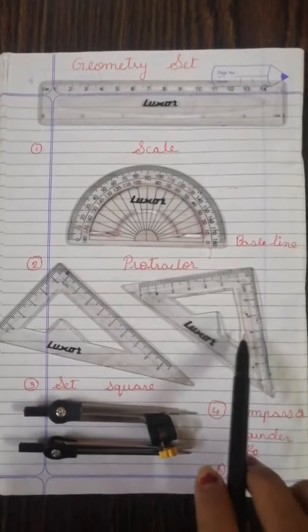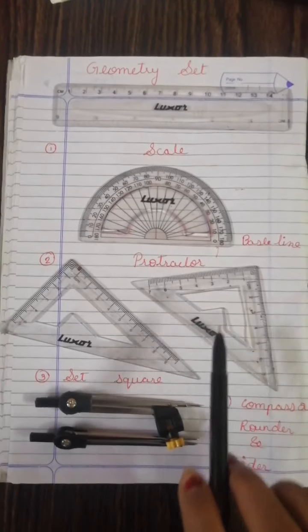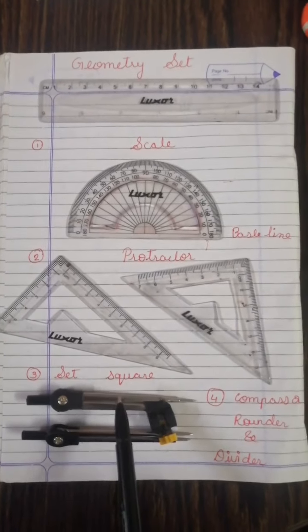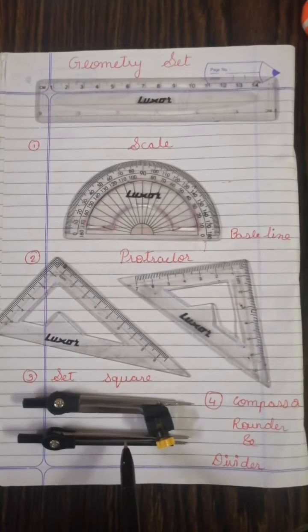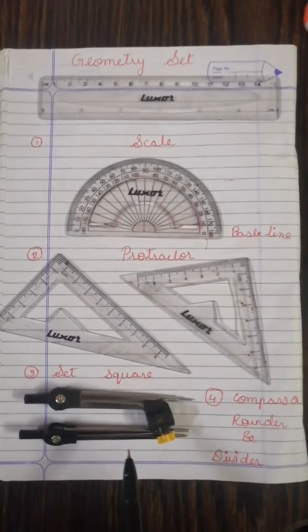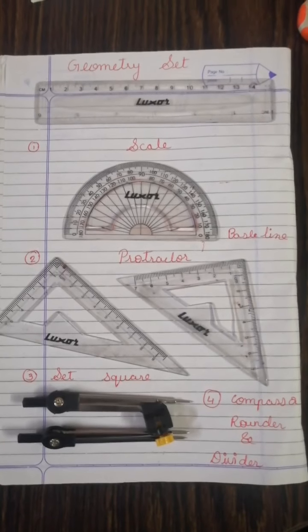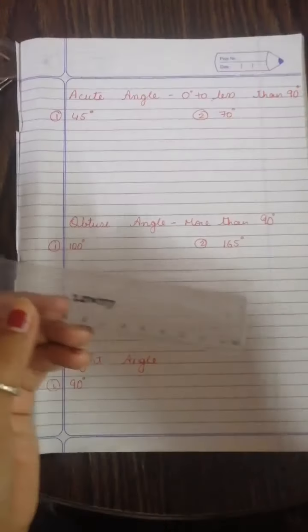These are set squares, and this is called a compass or a rounder, and this is called a divider. So these are the items that we get in our geometry box.